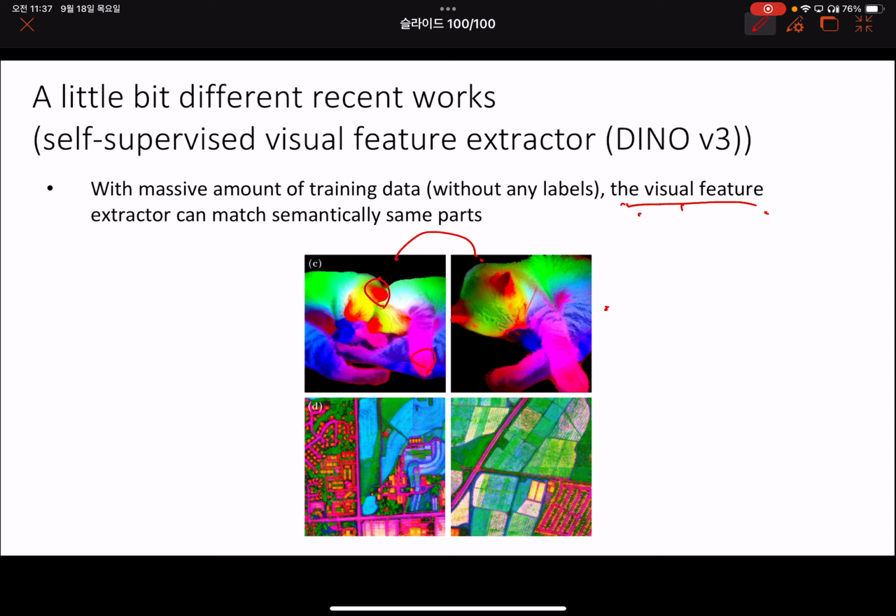And from this aerial image, as you can see, the street has the same color coding, right? And the green part is also in the same color coding, really surprising. They can find correspondence between images, although they are not from the same 3D world. They share semantically similar meaning. These days, a visual extractor can find correspondence between this kind of images with different 3D objects, but which share some similar information.